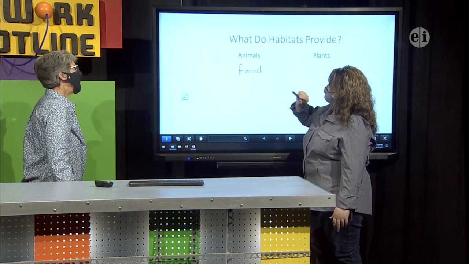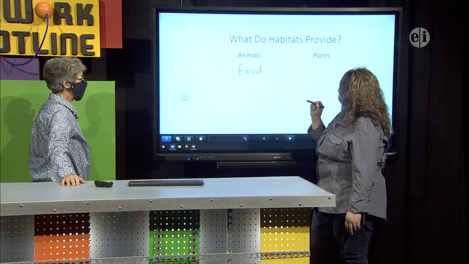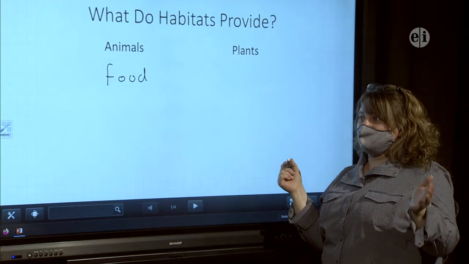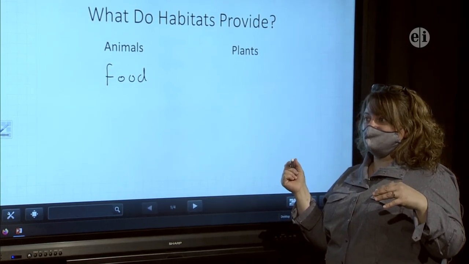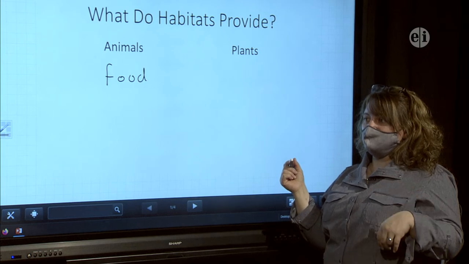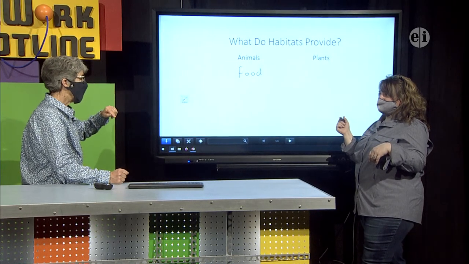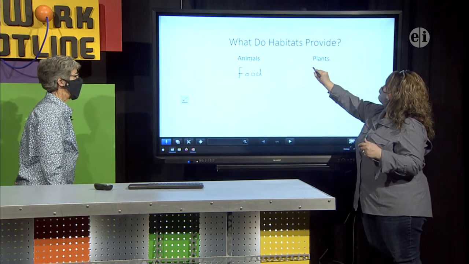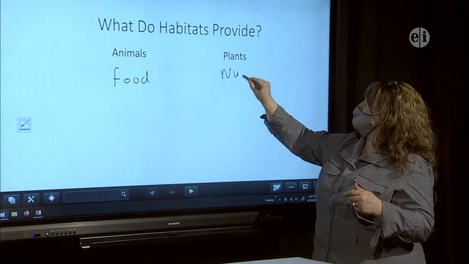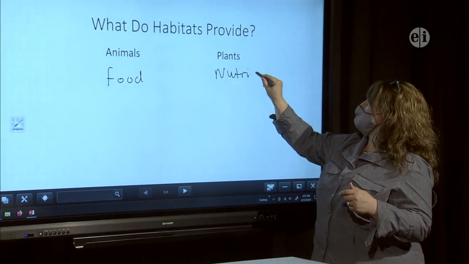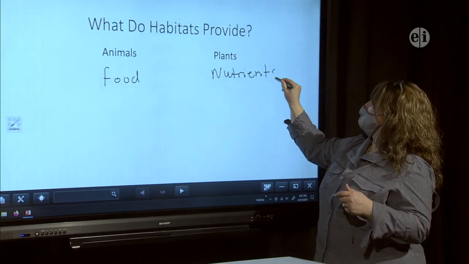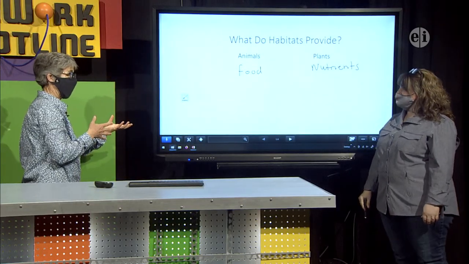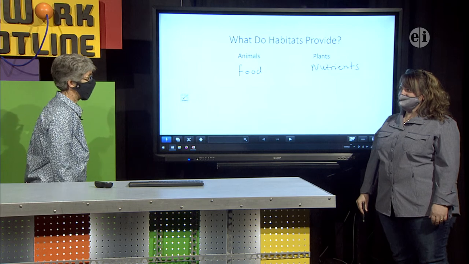That's right. Now, should we put that same thing under plants? Do plants need food? Plants need the soil? And their food's in the soil? They totally do need the soil, but not necessarily, because they might be aquatic. They do need nutrients, though. Let's write nutrients. N-U-T-R-I-E-N-T-S. Okay, awesome. So we've got food, we've got nutrients. The thing is, the plants can make their own food. So plants are really cool that way because of photosynthesis.